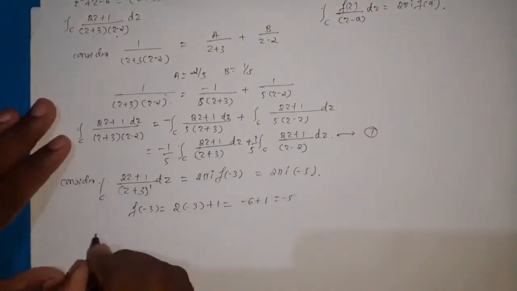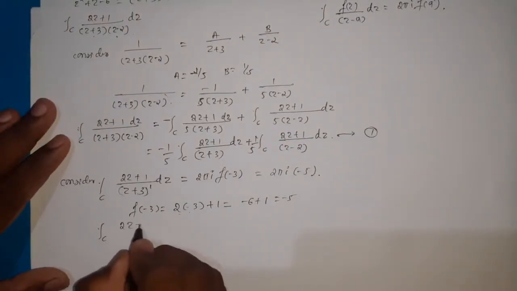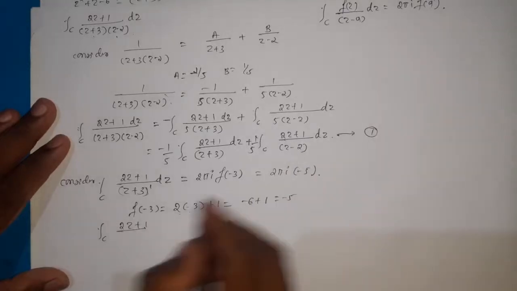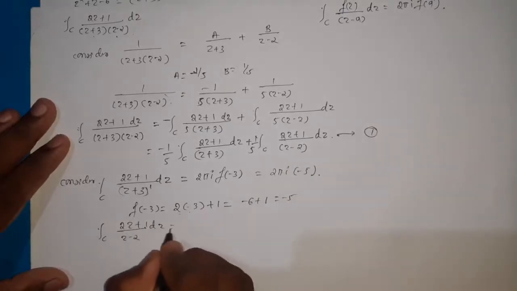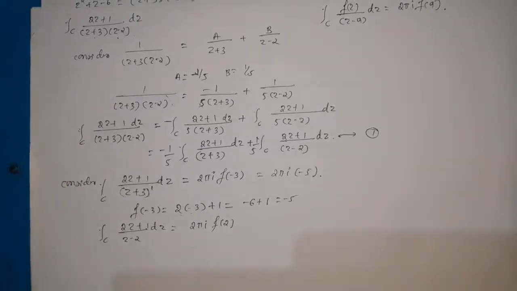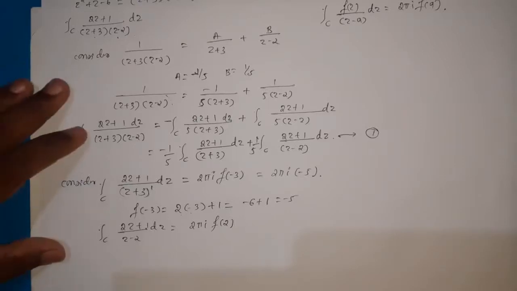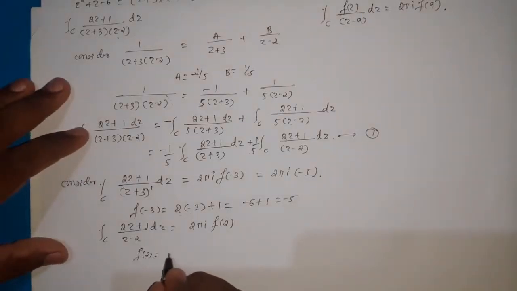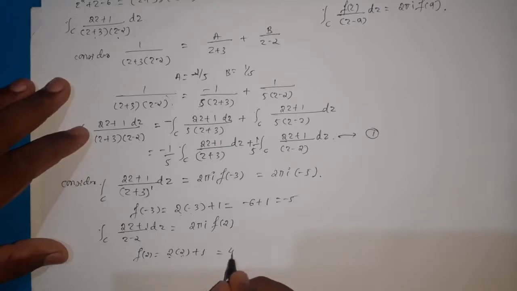Then the second one, integration over c (2z plus 1) divided by (z minus 2) dz, then it is 2 pi i f of 2. So here we get 2, since here it is z minus 2 and the value of a is 2 here. Then f of 2 is equal to 2 into 2 plus 1, because 2z plus 1 is there, with z equal to 2, which is equal to 4 plus 1, that is 5.